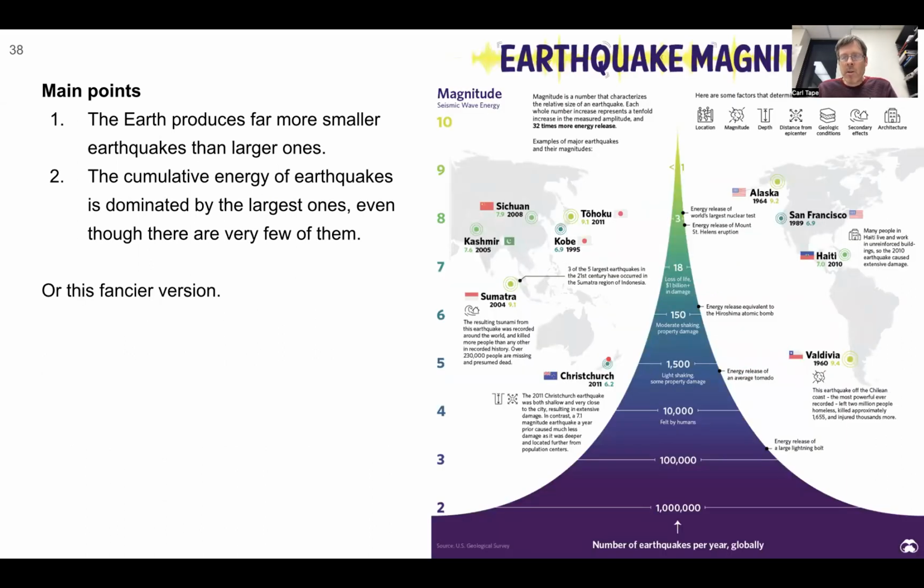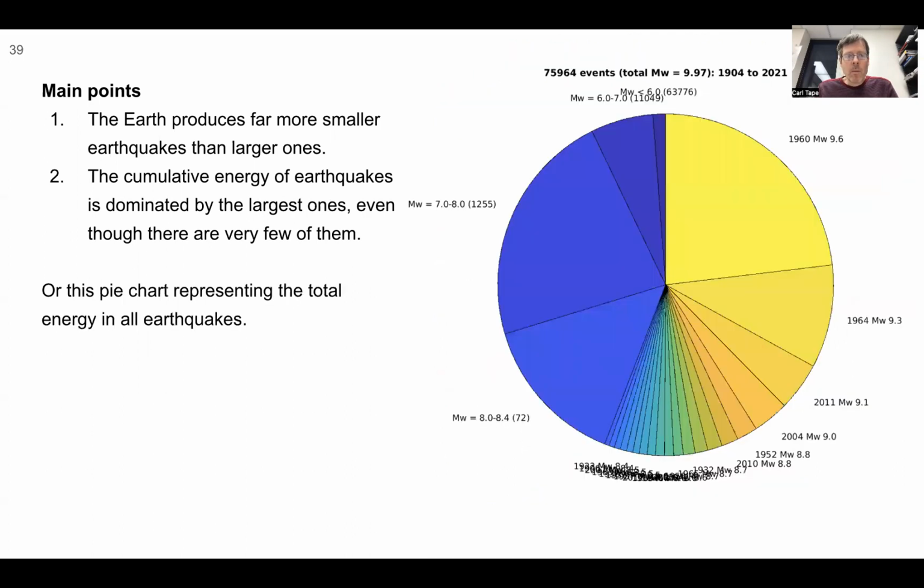Or you can see it from this fancier version of that same plot. Or you can see it from the pie chart that represents the total energy in all the earthquakes. This is the 76,000 events. And we see the number of events shown here of the smallest events, 63,000, then 11,000 magnitude sixes. As you go toward the larger magnitudes, there are very few events. And yet, when you sum up all the energy from those large sets of events, they make up a tiny wedge here. And it's actually dominated by the largest events, these top 20 events taking up over half of the energy release since 1904 on the planet.